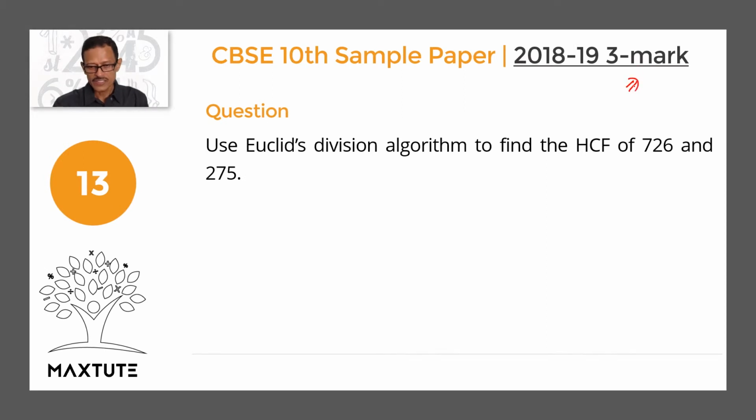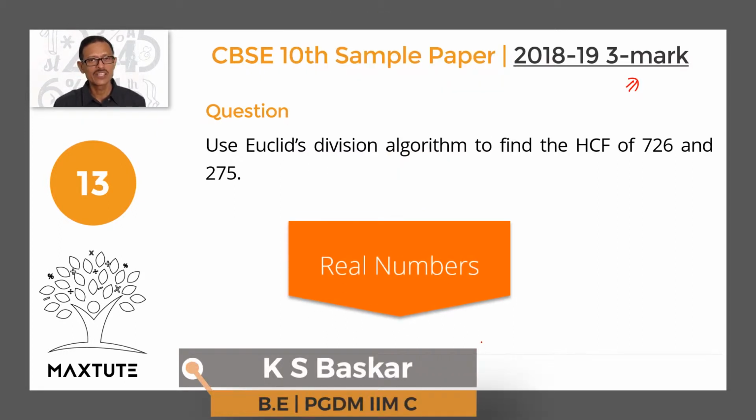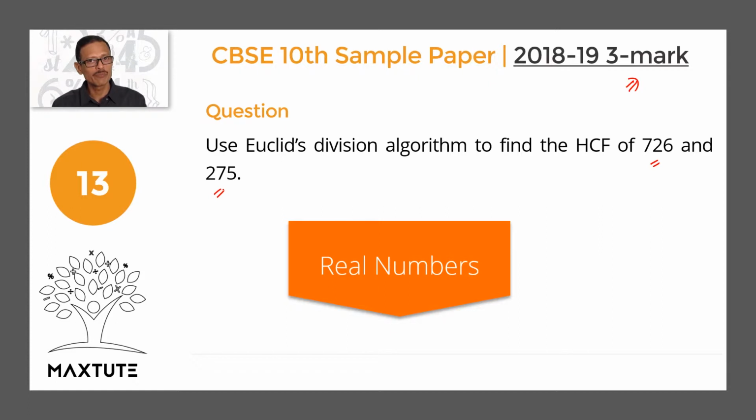Solution to a 3-mark question that appeared as part of the sample paper given by CBSE in 2019 for class 10 math. It's a very straightforward question from real numbers. We need to compute the HCF of two numbers, 726 and 275. We have multiple ways of computing the HCF. This question has specified the method. It wants us to compute the HCF using Euclid's division algorithm.